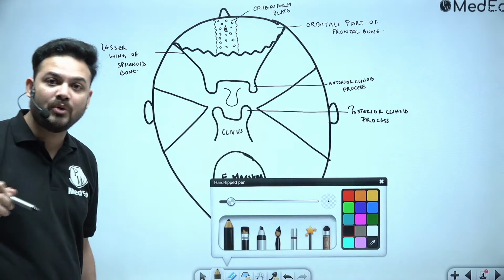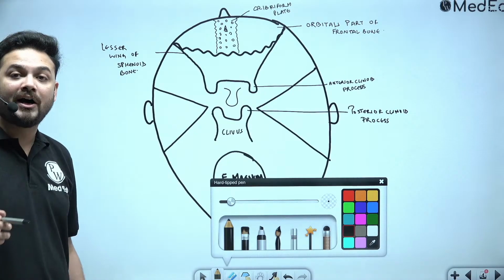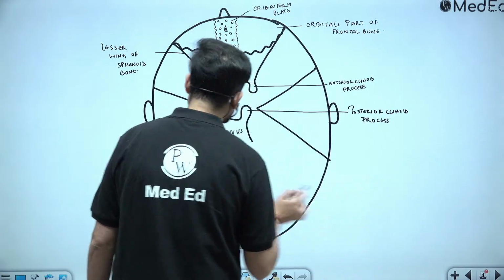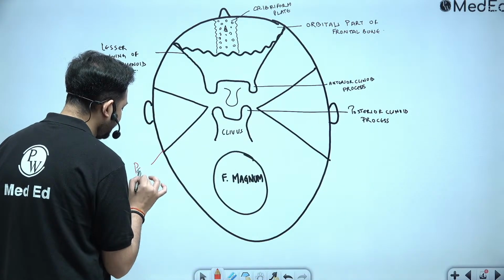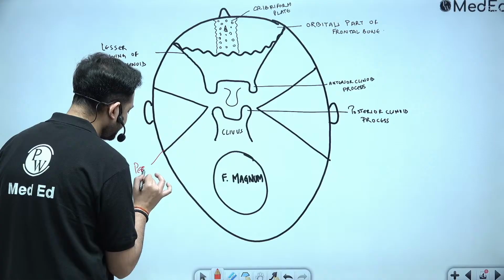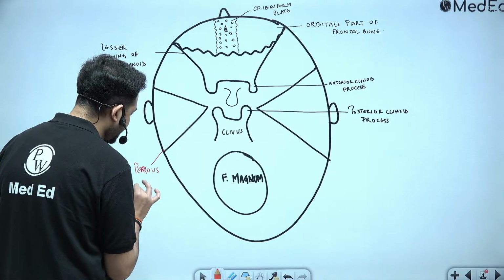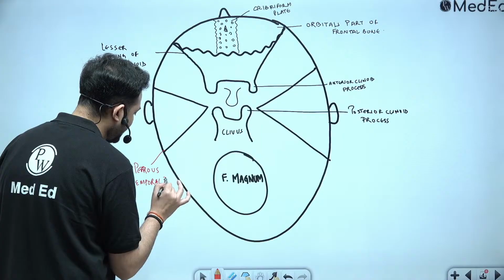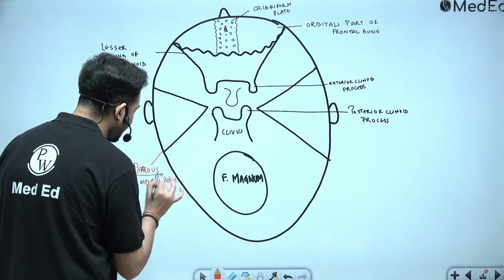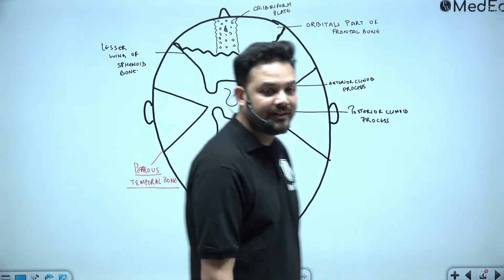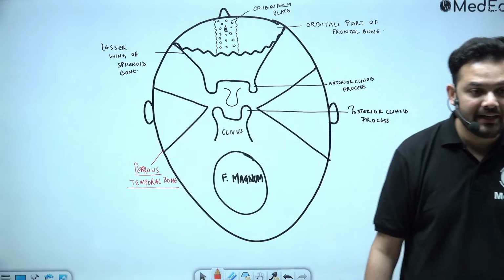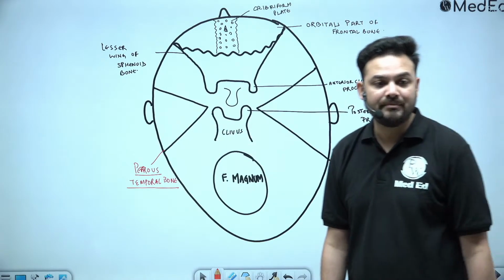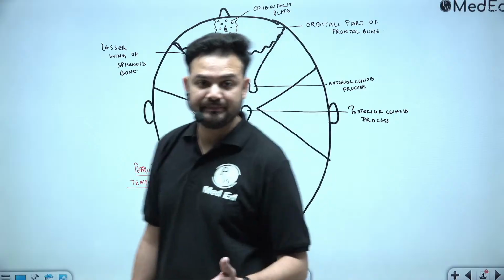This triangular bone forms a part of our temporal bone, and this part is called the petrous temporal bone. This is the bone which is the most important as far as the middle ear and the inner ear are concerned. So this is the petrous part of the temporal bone, or we can also simply call them petrous pyramids.